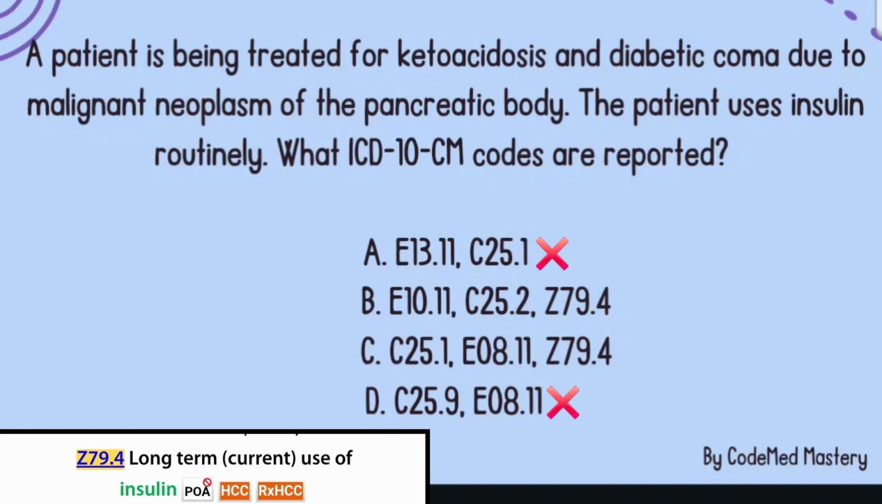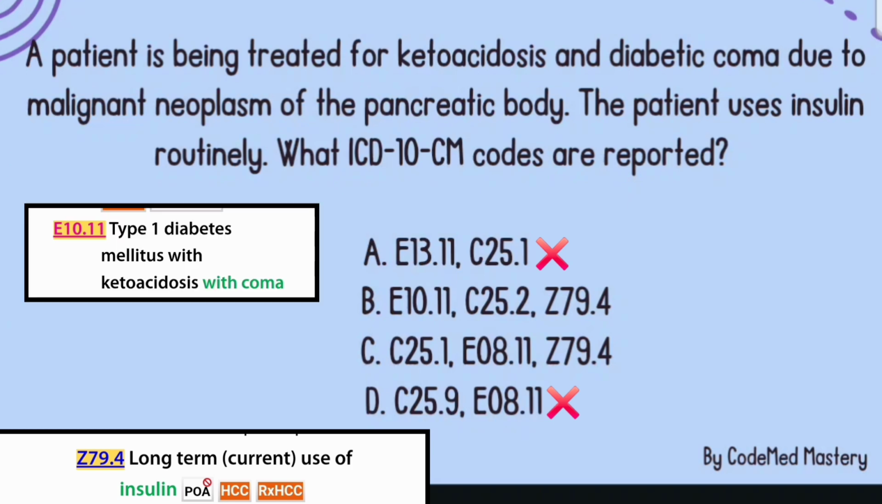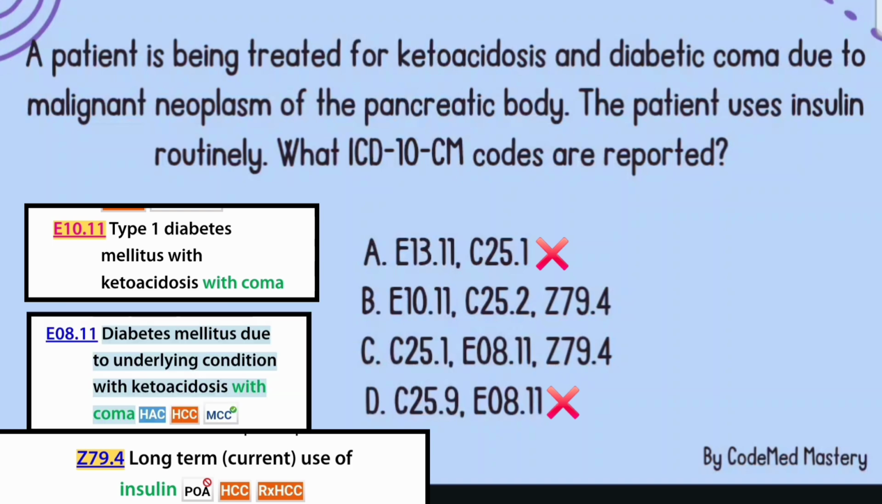In option B, the code is E10.11. E10.11 is for type 1 diabetes mellitus with ketoacidosis with coma. And in option C, they have given E08.11. The code E08.11 is for diabetes mellitus due to underlying condition with ketoacidosis with coma. According to the question, the diabetes mellitus is due to underlying condition, that is due to malignant neoplasm of the pancreatic body.